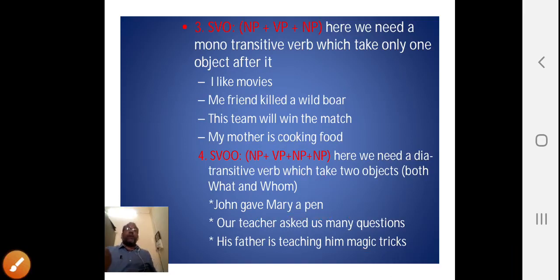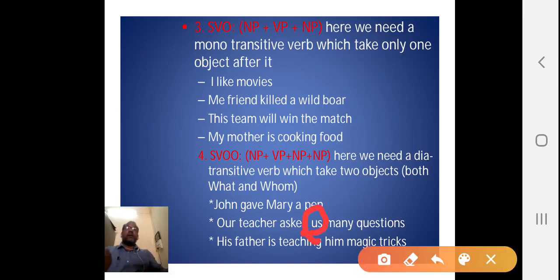Another example, like our teacher asked us many questions. What did our teacher ask? Answer is many questions, so that is an object. Whom did the teacher ask many questions? Answer is us, so that is an indirect object.